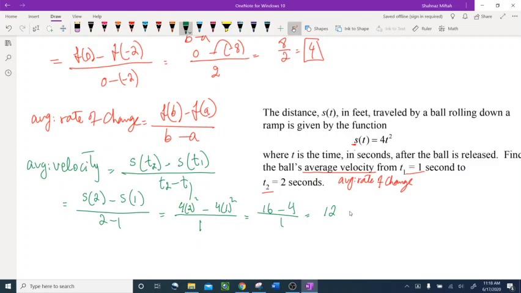And what are the units? If you pay attention, it's feet, and they are in seconds. So feet per second. So the average velocity between 1 and 2 seconds is 12 feet per second.